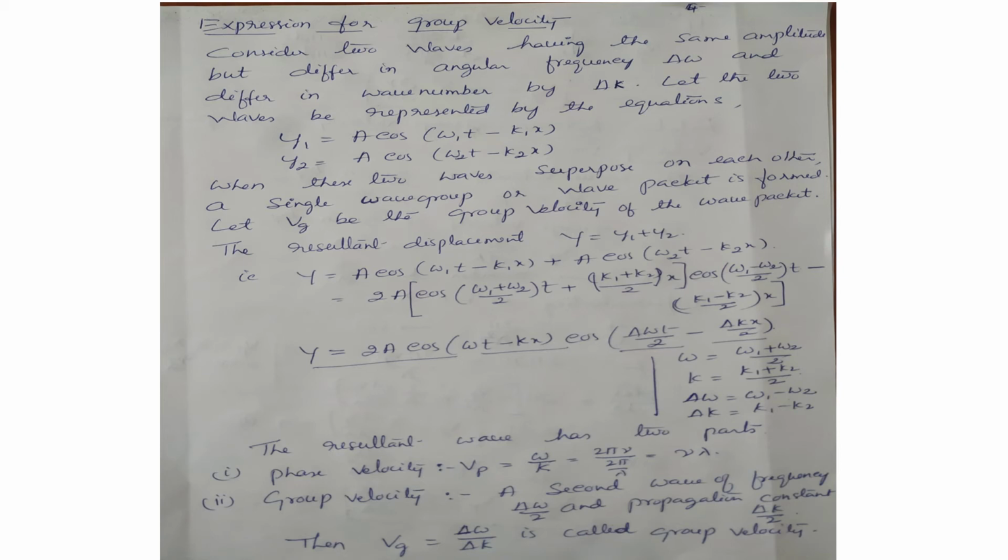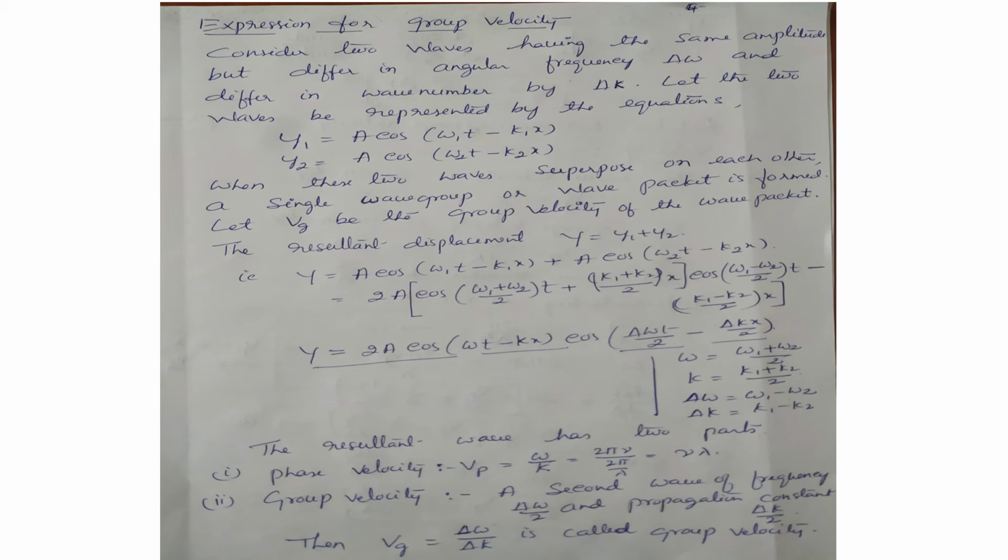Suppose these 2 waves superimpose on each other. They are combined to form a single wave group or a wave packet. Let Vg represent the group velocity of this wave packet. Then when these 2 waves are superposed, the resultant will be y equal to y1 plus y2. Resultant displacement is y1 plus y2. Then we add those two equations, y equal to a cos(omega1 t minus k1 x) plus a cos(omega2 t minus k2 x).